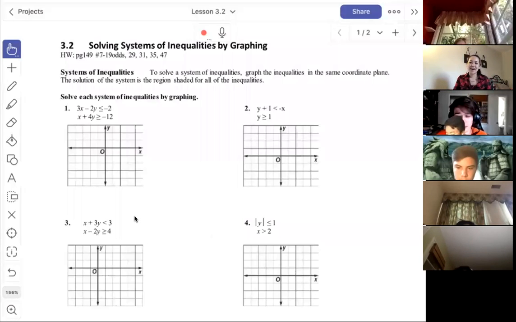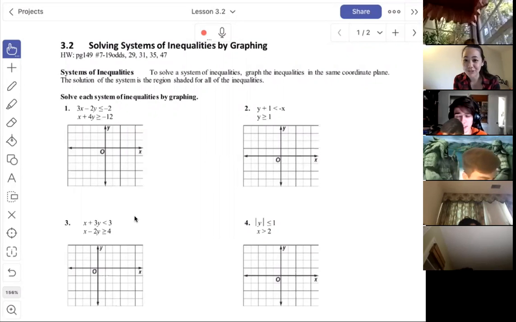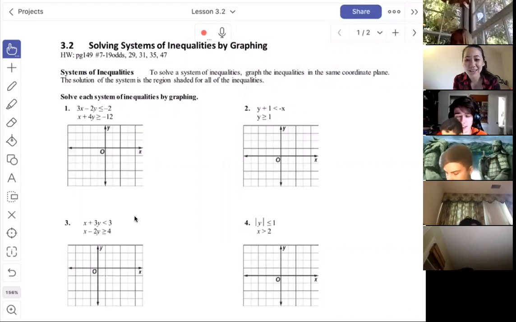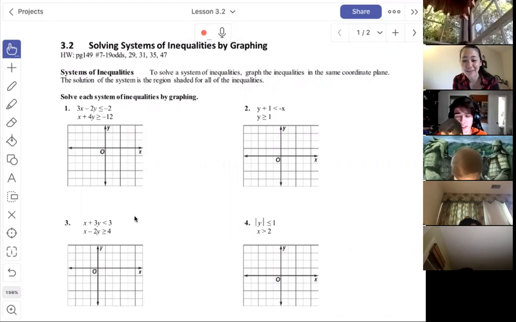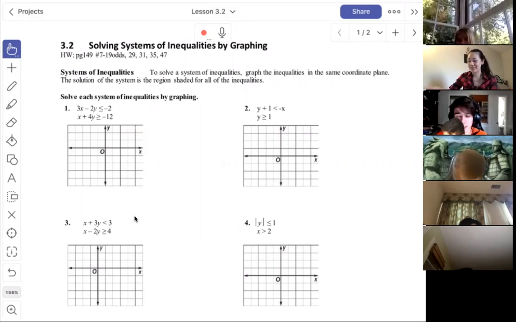Okay. All right, guys, so we are talking solving systems still, except this time we're talking solving systems of inequalities. Before, when we solved systems of equations, we could use substitution, elimination, all that stuff. But for solving systems of inequality, we actually have to do it by graphing. So there's kind of no choice there.